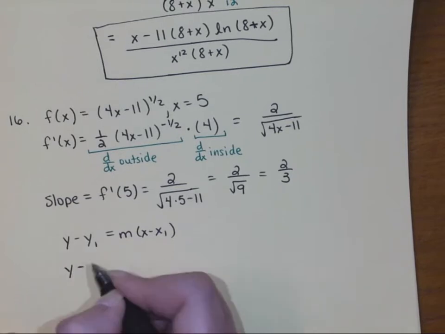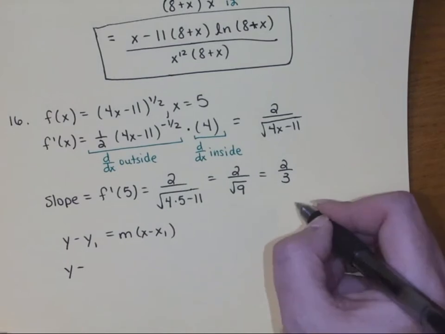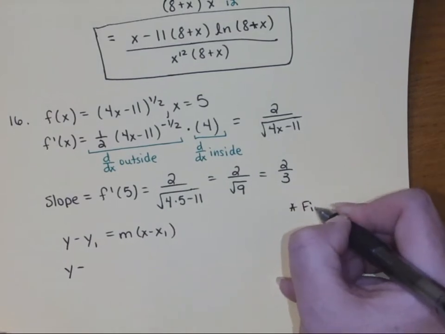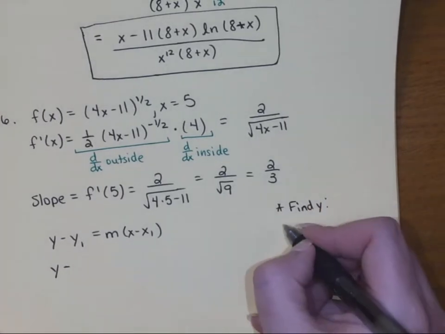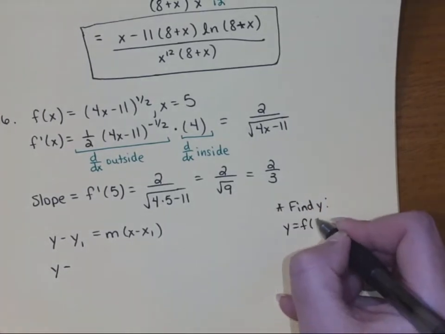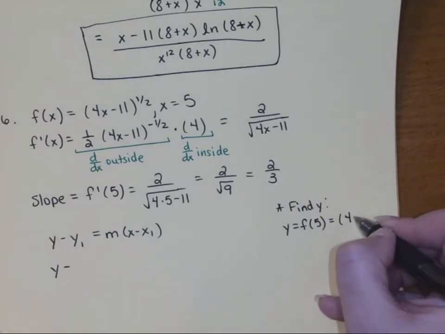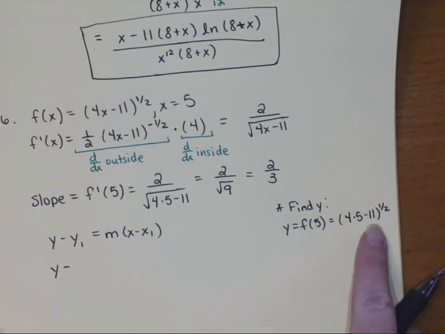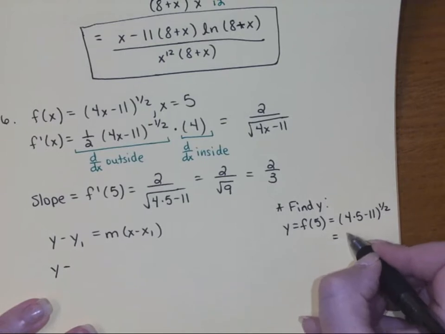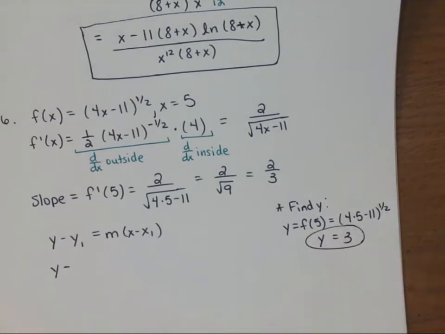So y minus, okay, notice I don't have the y value, right? So maybe off to the side I need to find y. I can always find a y if I have an x, and I can do that by plugging the x that I have into the original. So if you plug in 4 times 5 minus 11 to the 1/2 power, that's 20 minus 11, which is 9, to the 1/2 power, which means take the square root. So it ends up being 3. So y is 3 when x is 5.